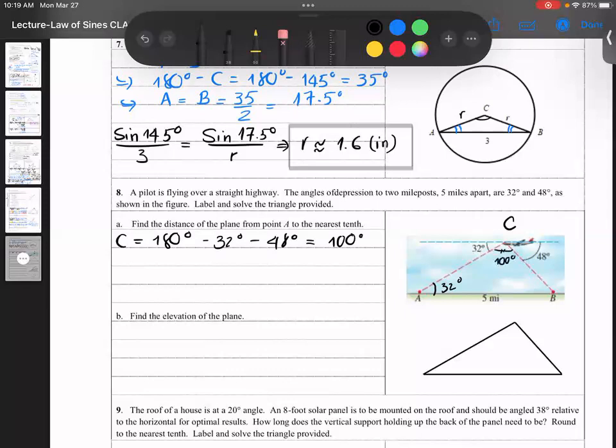Right? And you know what A is, right? Because of the parallel lines axioms. Now, if I let side C over little c equal side of big B over little b, because I want to calculate little b. The problem says find the distance of the plane from the point A to the nearest 10. So the plane is at C right there, and they want to find the distance from A. So you want to find little b.